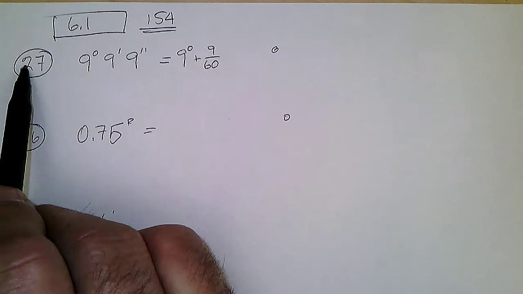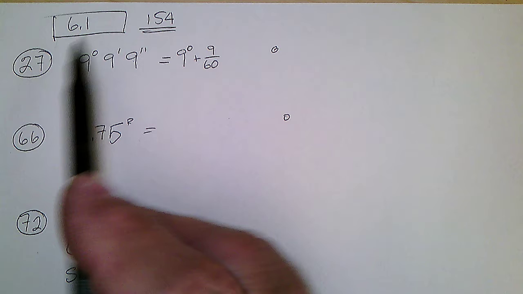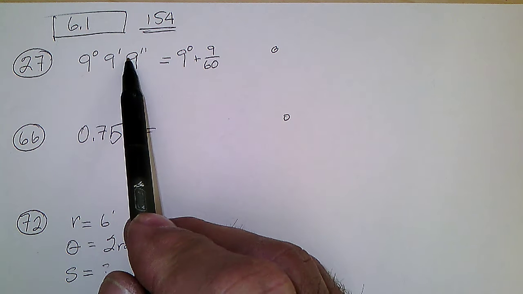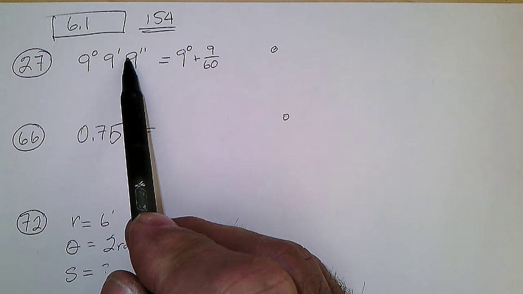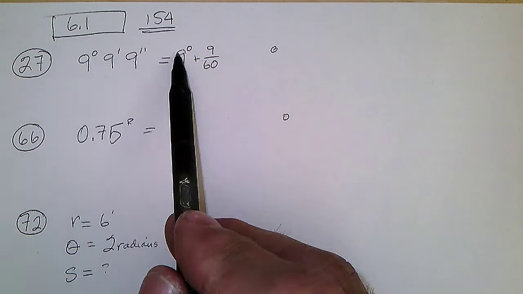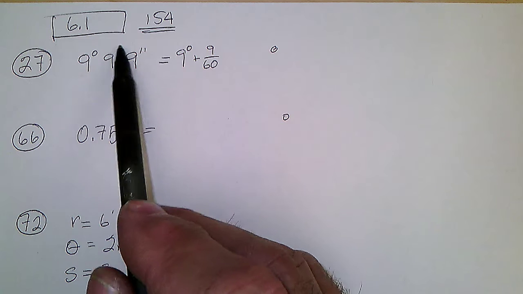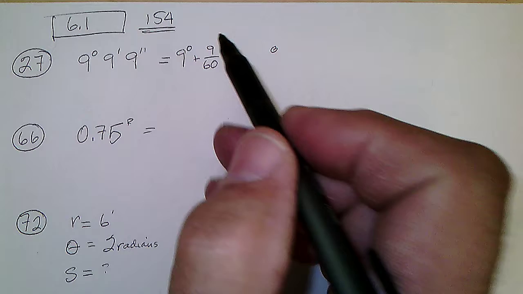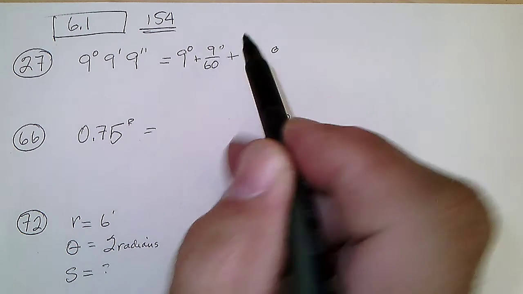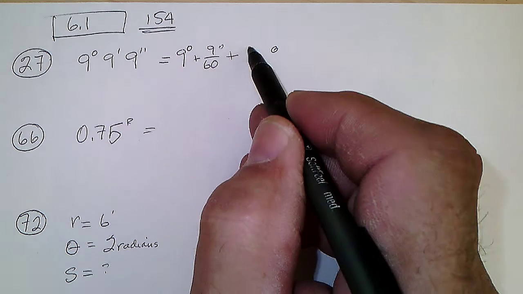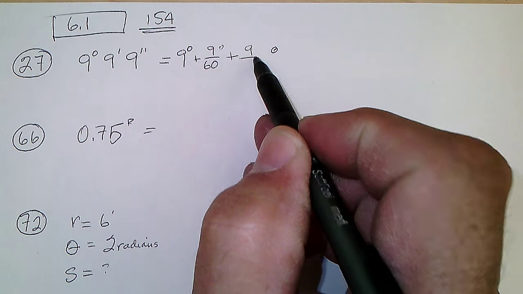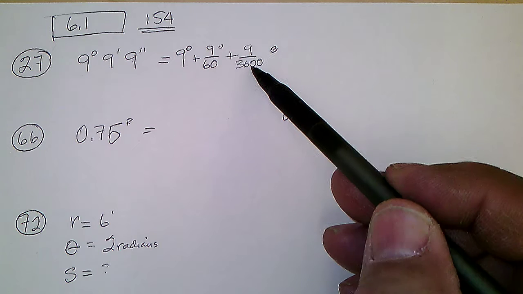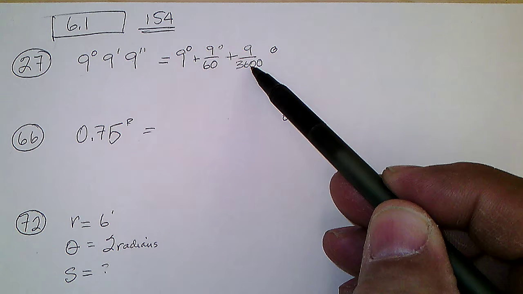154 or 6.1, I was asked to do number 27, which was 9 degrees, 9 minutes, 9 seconds, and change it to degrees in decimal. So I have 9 degrees and 9 minutes. There are 60 minutes in a degree, so 9/60ths of a degree, plus 9 seconds, and there's 3,600 seconds in a degree, so I got 9/3,600ths of a degree.